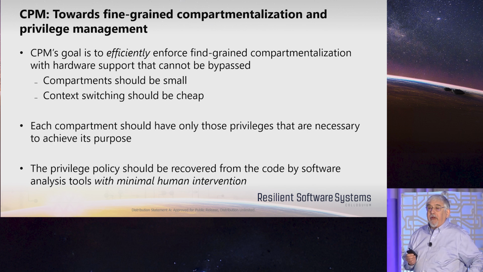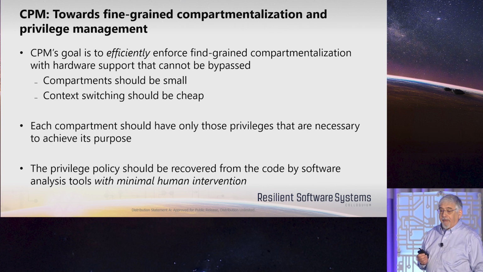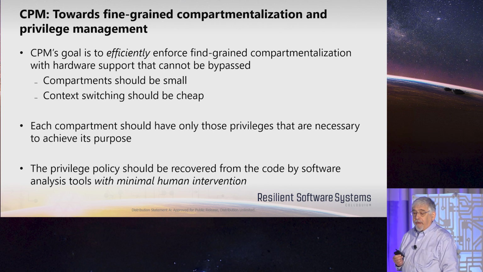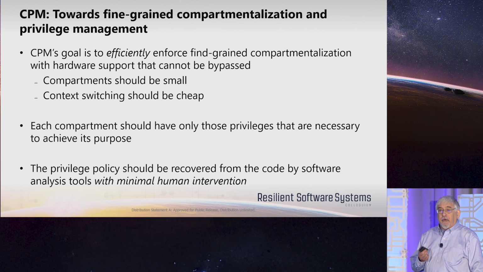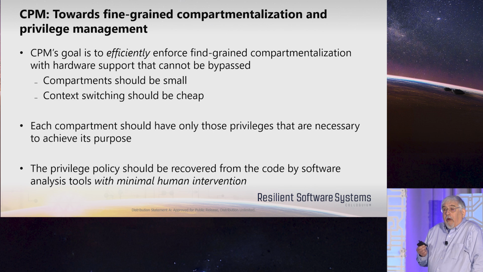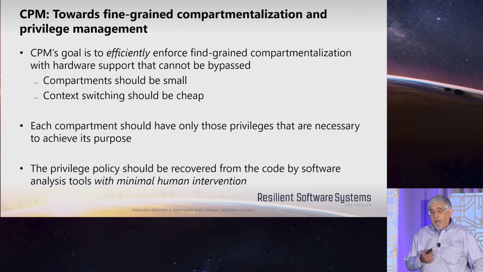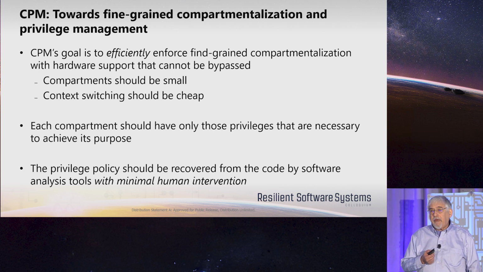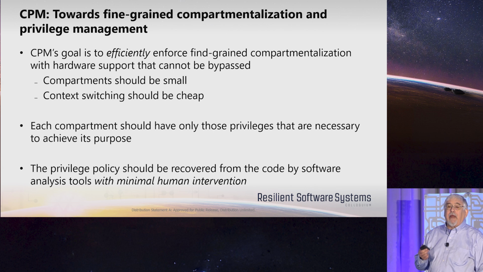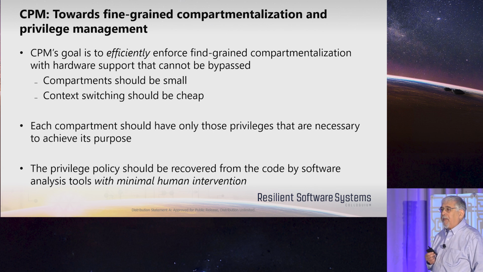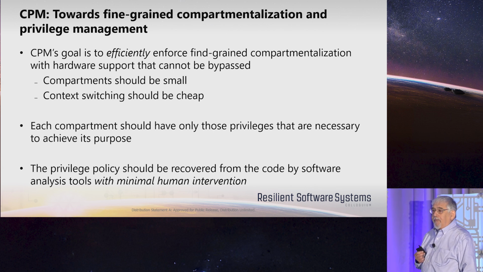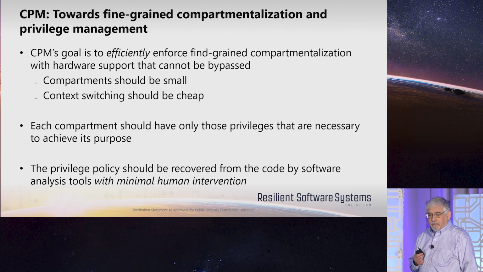The second point is that each compartment should have least privileges. It should only have the privilege to do what's necessary. But of course, the challenge now is to figure out, well, what are those? And what should be the compartment sizes? And so the other big challenge is to do that automatically, to use automated software analysis to determine what our compartment boundaries should be and what privileges the compartment should have.